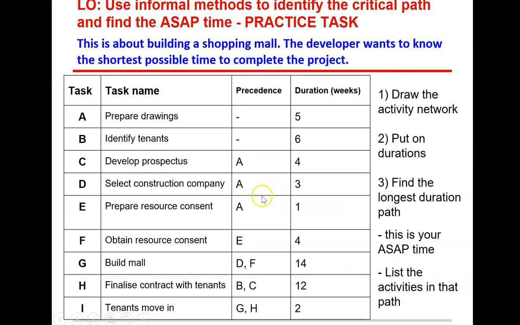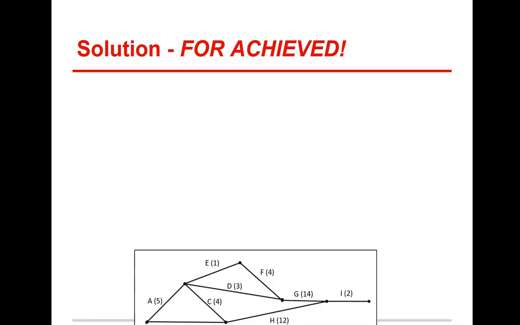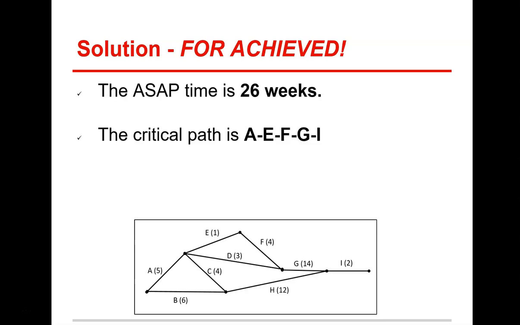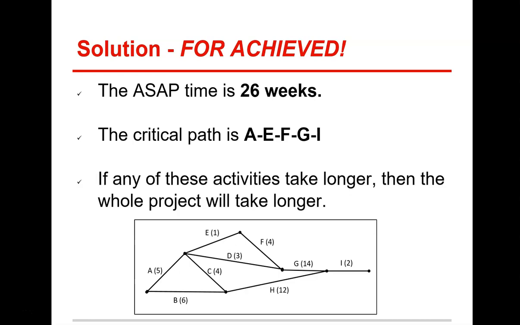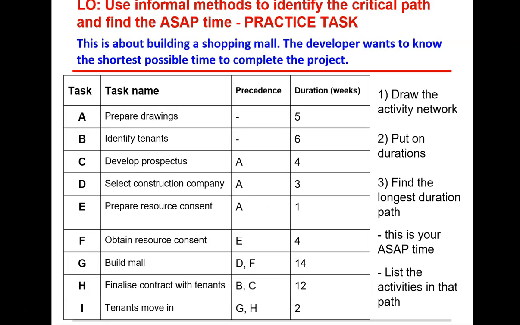Alright, this is a practice one for you that I'll put on Teams for you to practice with and have a go at yourself. And once you've had a go of it, you can come back to this video and have a look at the solution. So your activity network should look something like this with the weight of it, and your ASAP time would have been 26 weeks, with your critical path being A, E, F, G, and I. And if any of these activities take longer, then the whole project will take longer. And so that's a quick little example of an achieved solution from this precedence table back here.